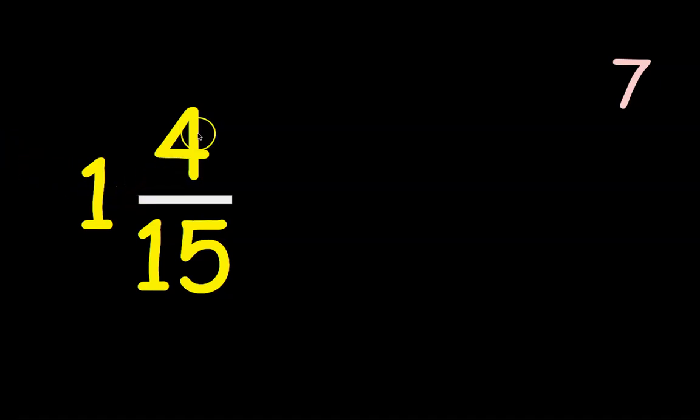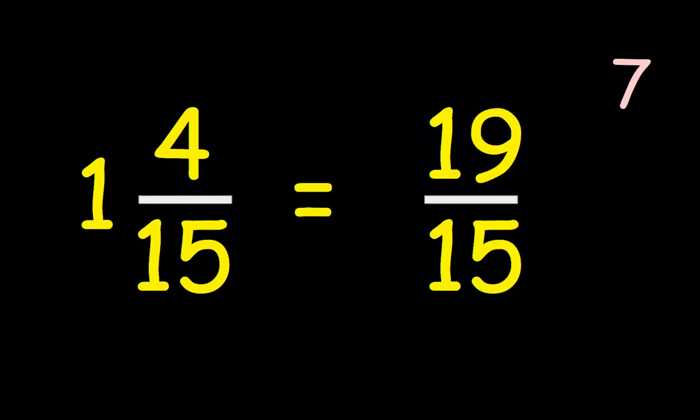Now, this pizza here was cut into 15 equal pieces. We may as well do the same here. So we'll take this whole pizza, cut it into 15 equal pieces, eat them all. That gives us 15/15. 15/15 plus 4/15 gives us 19/15.